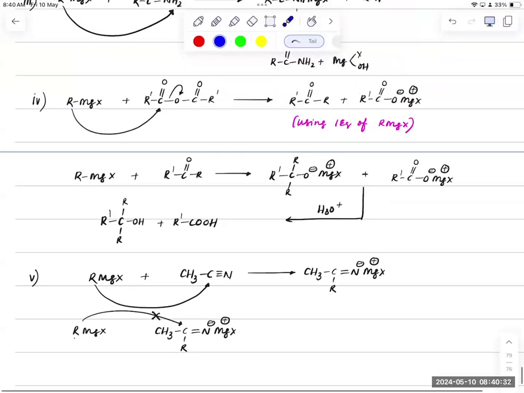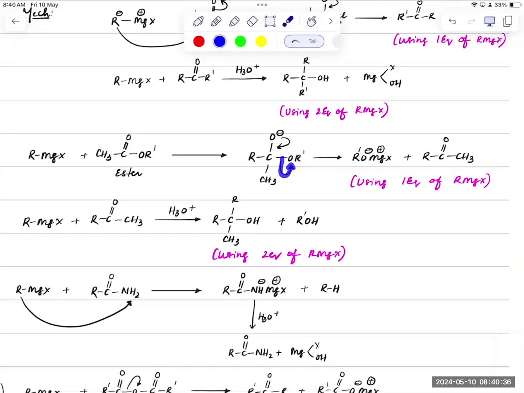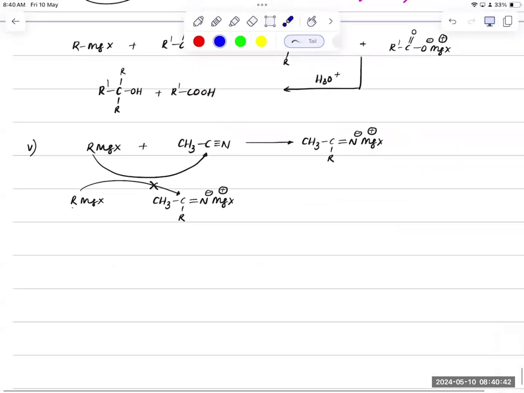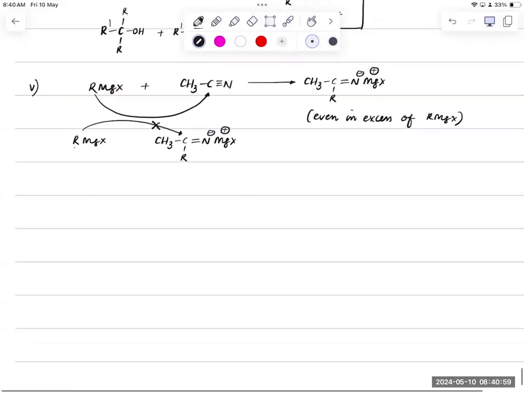Earlier, what was happening was that the OR group was a good leaving group. That group left and we got ketones. But here we are not able to get something like ketones easily. So the second mole of RMgX attack is not possible, right? So even if you have excess of RMgX, you'll only stop it here. Further reaction is not happening.